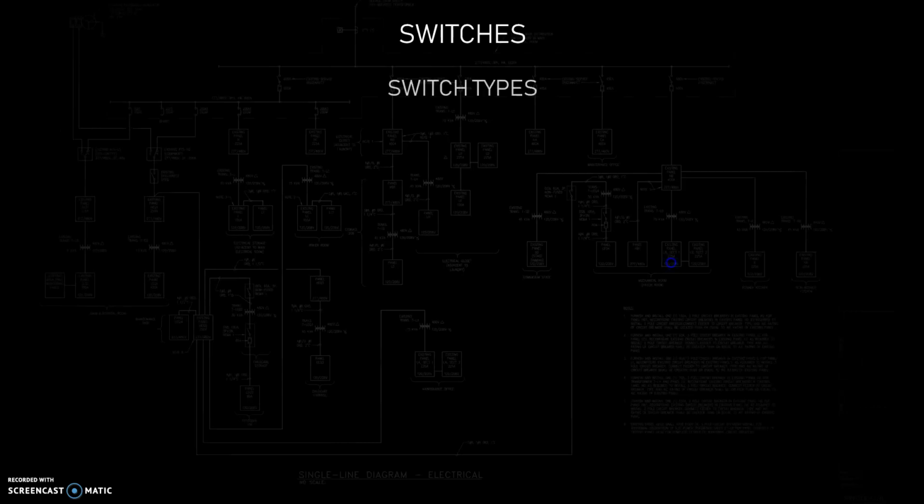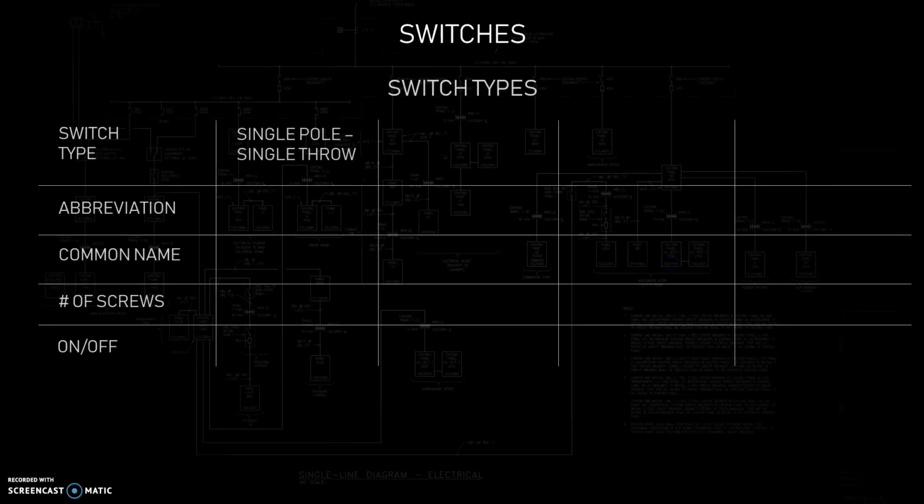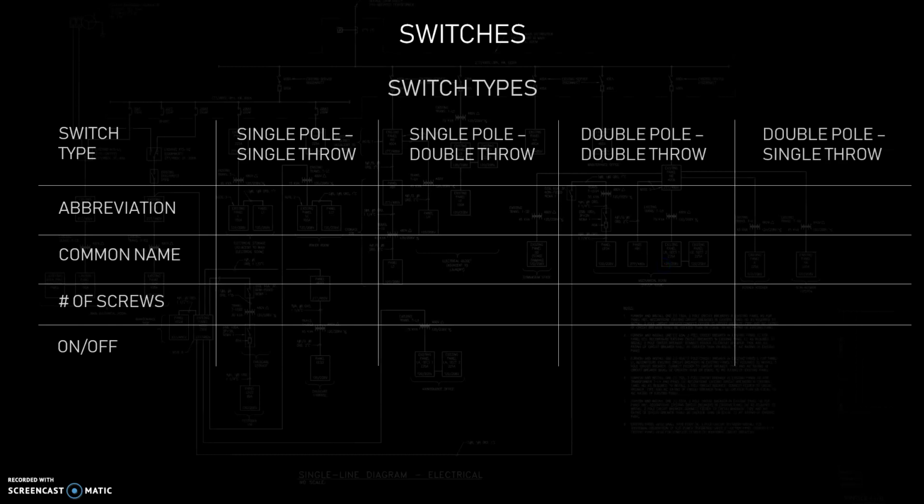So there's four types I want to focus on here. First one is what's called a single pole, single throw. Next one, single pole, double throw. Double pole, double throw, and then finally double pole, single throw. So let's go through these and look at what the difference is, what we use them for. So let's look at the single pole, single throw first.